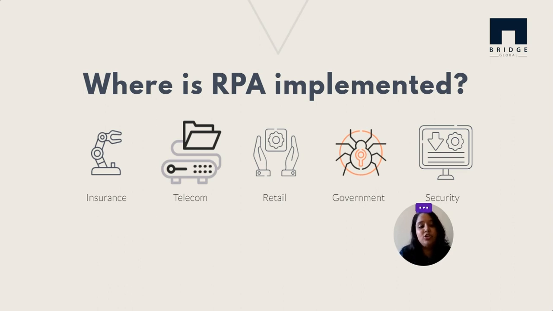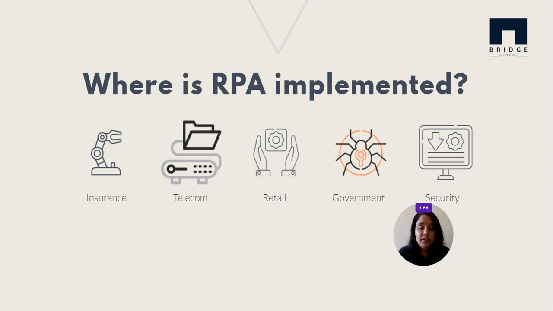First, let's talk about insurance. In the insurance industry, RPA streamlines the claims process and policy management. We have customer service tasks where it improves response time and accuracy, and we also have RPA bots that can extract data from insurance claim forms, validate the information, and update the policy record.